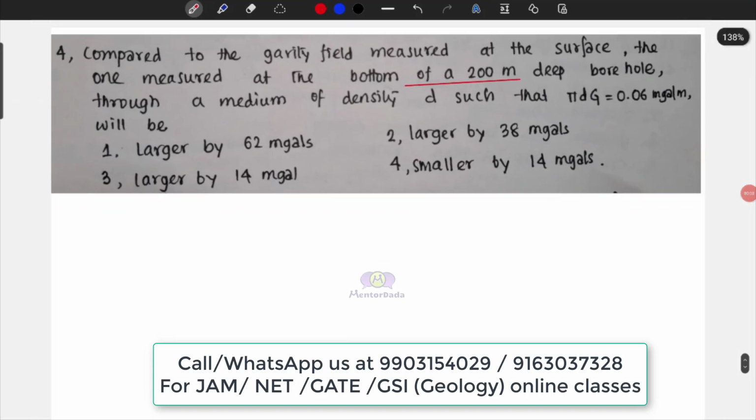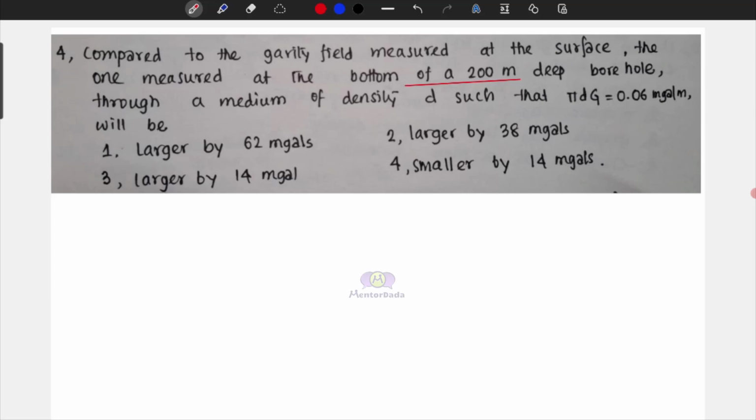So this is another question from your previous year's Earth Science Geophysics part. So let's read the question. Compared to the gravity field measured at the surface, the one measured at the bottom of a 200-meter deep borehole through a medium of density D such that pi D G equals 0.06 milligal per meter will be, which of the following options will be correct? You have to pick that.